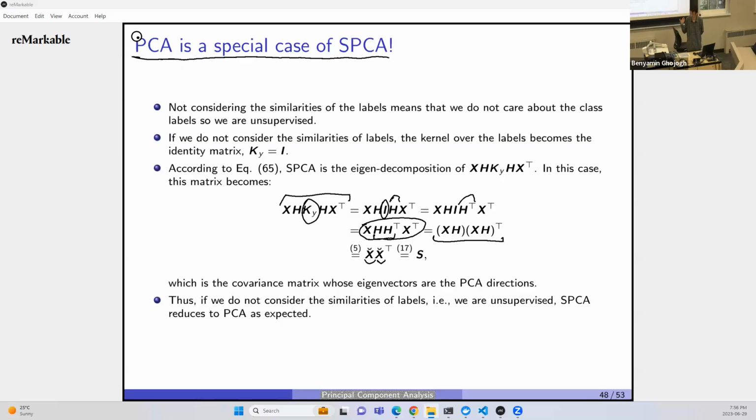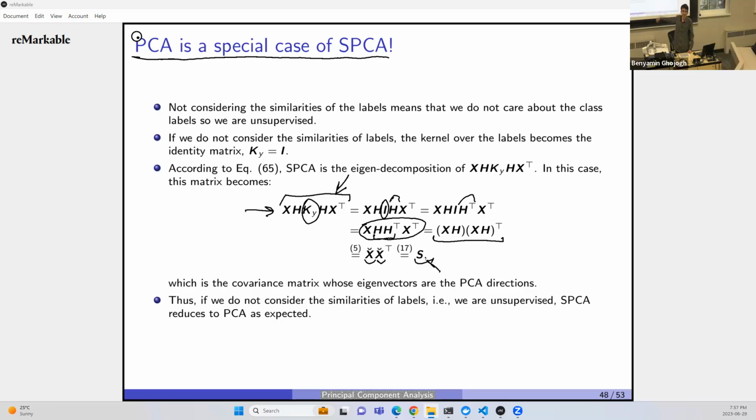Recall the previous session. It's a covariance matrix in the input space, right? So we started from supervised PCA where we set the kernel of labels to identity. We ended up with the covariance matrix. Supervised PCA's solution is the eigenvectors of this. PCA's solution is the eigenvectors of the covariance matrix. We just showed that PCA is a special case of supervised PCA where the kernel of labels is identity. Doesn't it blow your mind? Very interesting. Okay.